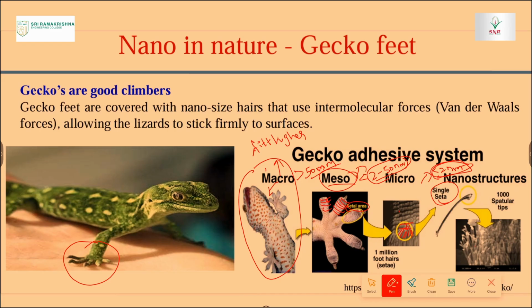Gecko feet are covered with nano size hairs that use intermolecular forces, called van der Waals forces, allowing the lizards to stick firmly to surfaces. So by this best example we have known nano sciences in biomimicry. This is one best example. I am going to teach a few more examples in this slide.